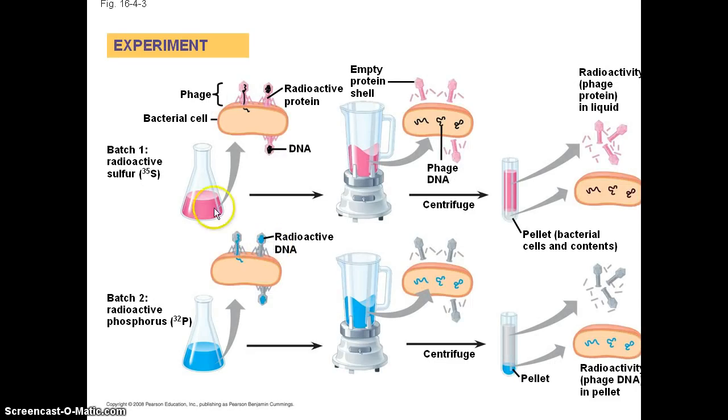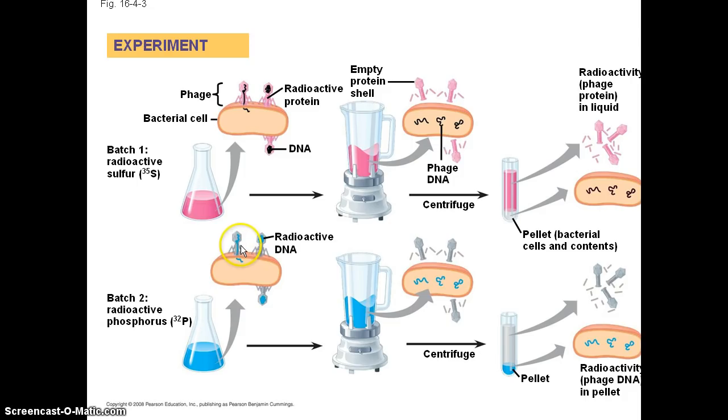Now, to visualize what they did, they grew these viruses in radioactive sulfur. Now, sulfur makes up the disulfide bridges found in proteins. It helps proteins keep their three-dimensional structure. So they knew that if proteins are what were injected into bacteria, then the bacterial cells that they were able to isolate would glow from the radiating sulfur. Now, they also grew a second strain that included viruses labeled with radioactive phosphorus.